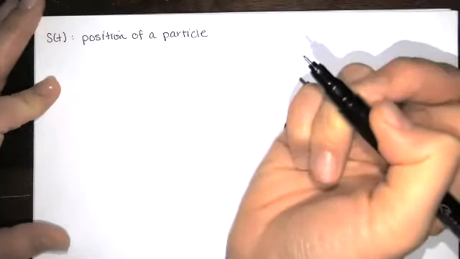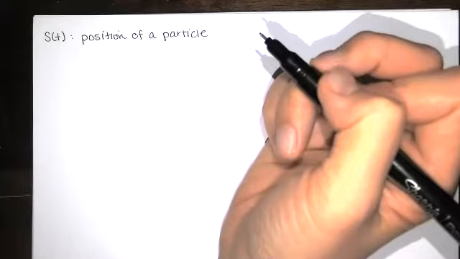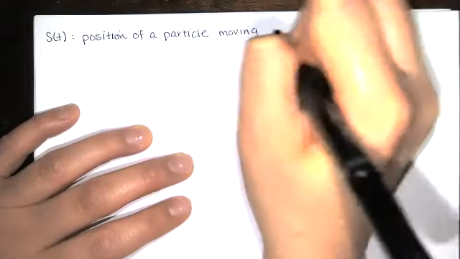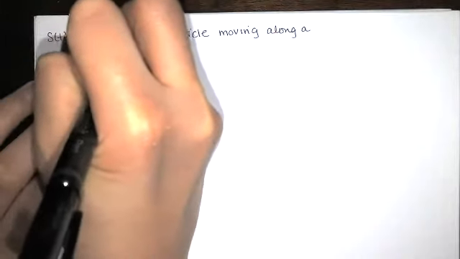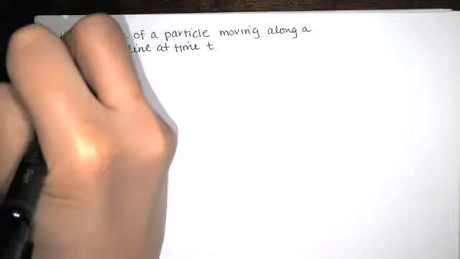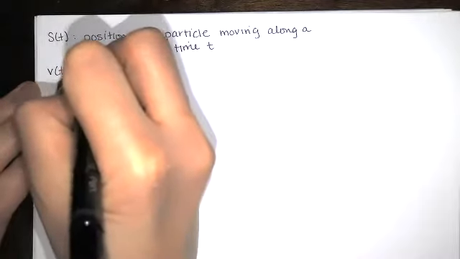And we've talked about this before. If S of t represents the position of a particle, maybe it's moving along a single axis, so moving along the x-axis or moving along a straight line, at time t, then the velocity of that particle is given by the derivative of position.